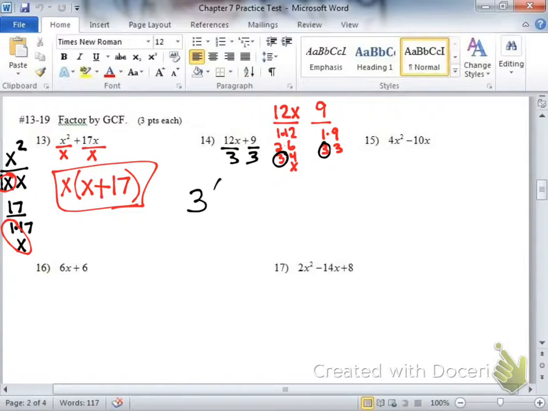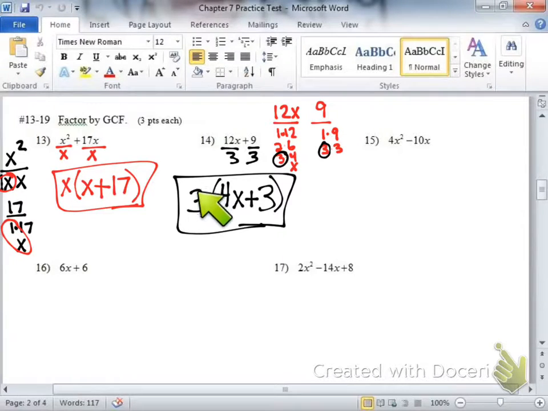Write the 3 in the front. 12 divided by 3 is 4. You have the x with it. 9 divided by 3 is 3. Remember, you can always distribute on these. Like 3 times 4x is 12x. 3 times 3 is 9. If you distribute and you don't end up where you started, you've made a mistake and you need to redo it.